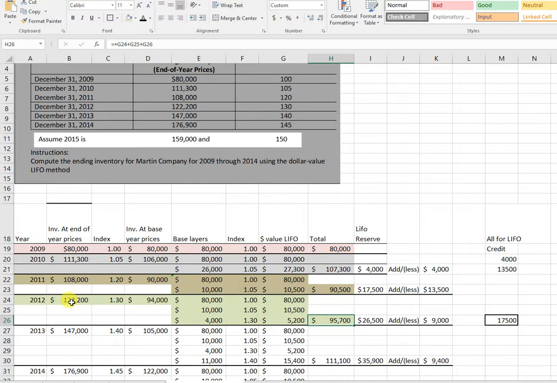95,700. I have 122 minus 97 is 26,500. I need this to be 26,500. So I need to add 9,000 to it. Debit cost of goods sold, credit my allowance.